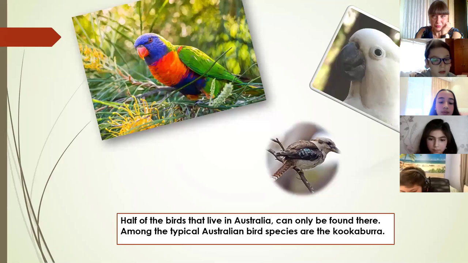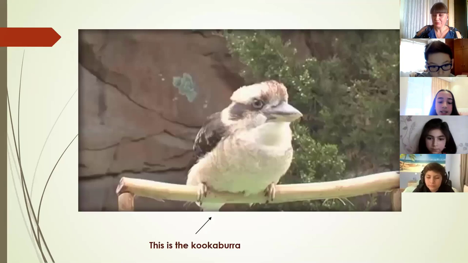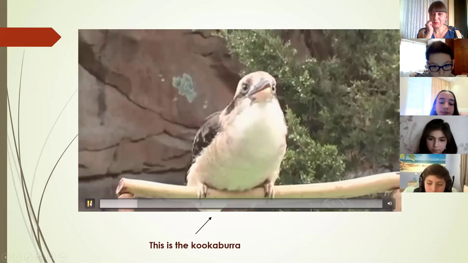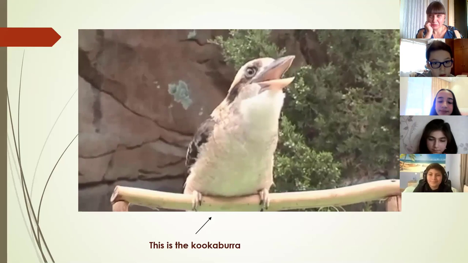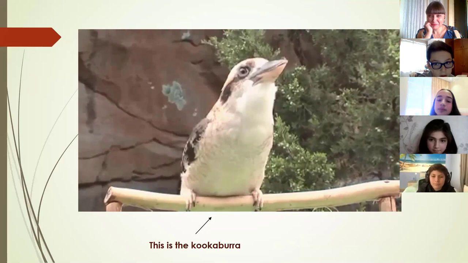Half of the birds that live in Australia can only be found there. Among the typical Australian bird species is the kookaburra. This is the kookaburra. This bird is the world's largest kingfisher bird and grows up to 46 centimeters, 80 from beak to tail. The kookaburra is known for its chuckling voice, which sounds like human laughter.